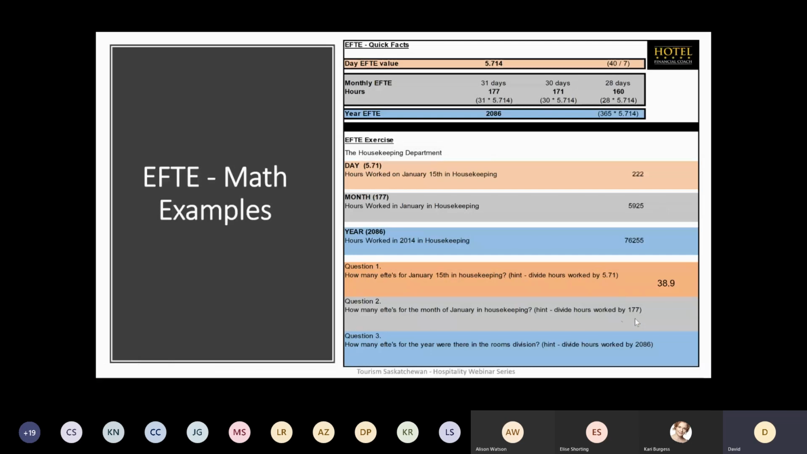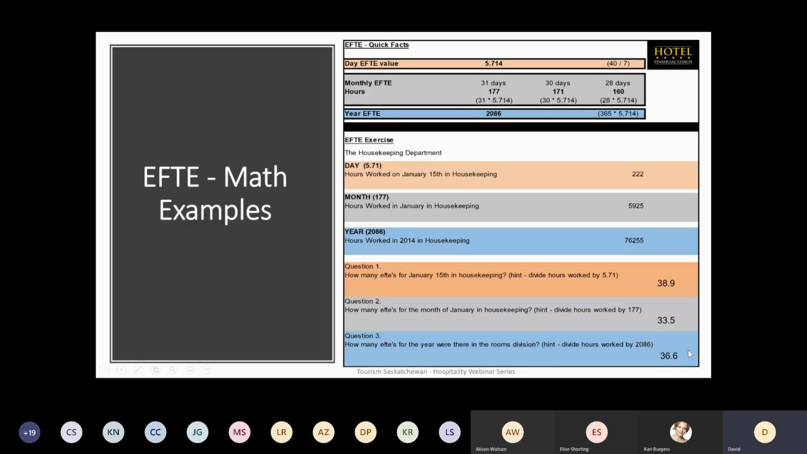Hopefully all of you are doing this right along with me, and you get 33.5 EFTEs. And then the third and final question on the EFTE math is, how many EFTEs for the year were there in the rooms division? Well, hint, divide the hours worked by 2,086. 76,000 hours divided by 2,086 gives us 36.6. So that's how you calculate EFTEs. All you need are your hours, and then to know what the daily divisors are.